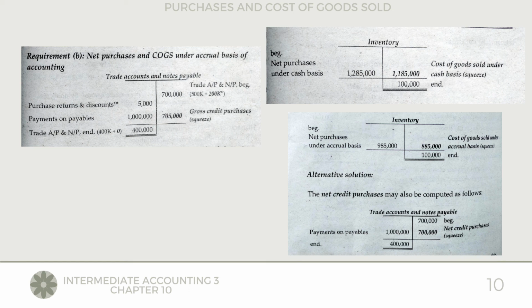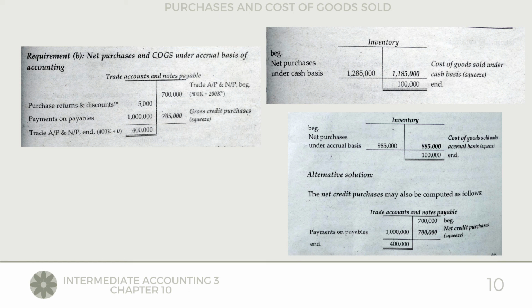While the purchases, returns, and discounts of 5,000 was from the difference of 20,000 total purchases, returns, and discounts less 15,000 purchase returns from cash purchases.